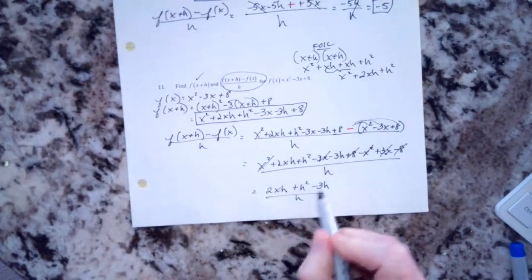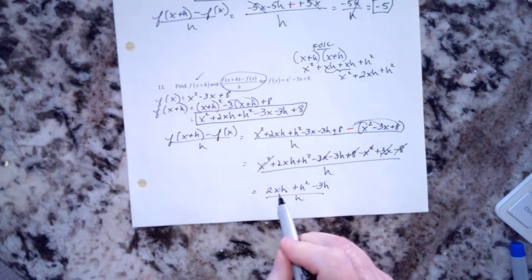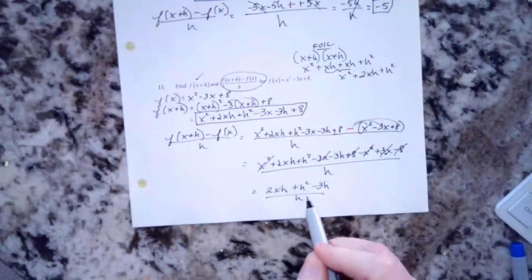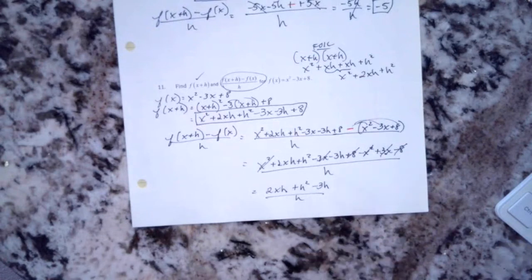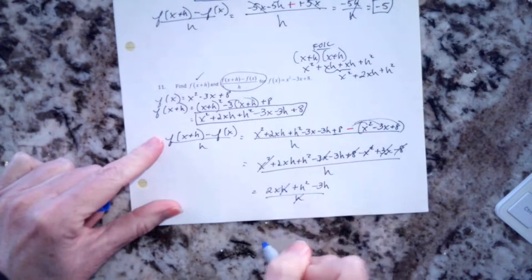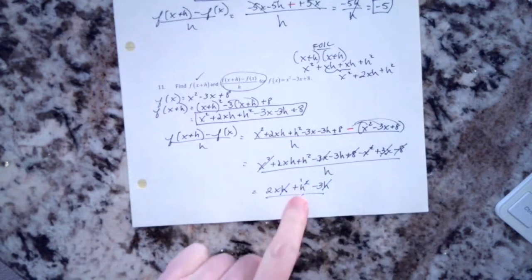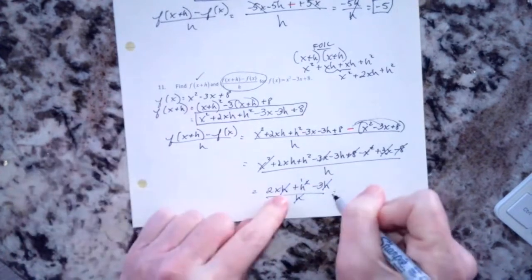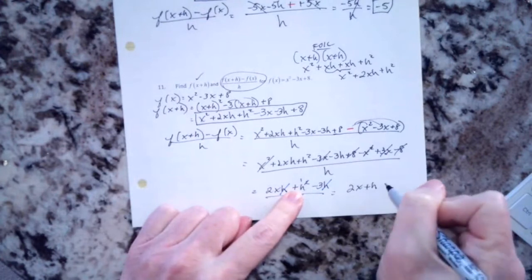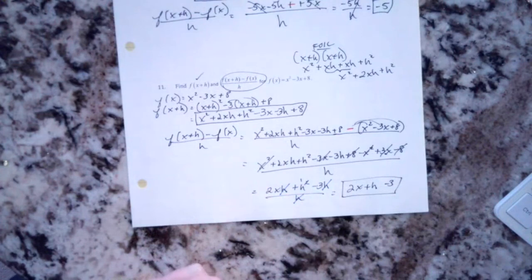As long as everybody's got an h to give, we can cancel out. There's an h on that term, and an h on that term, and an h on that term. So we can cancel out one h on everybody. If I get rid of one h here, he's gone, he's gone, he's gone, and I'll have one h left there because there were two to begin with. So this gives me a final answer of 2x plus h minus 3. That's the final answer for the difference quotient.